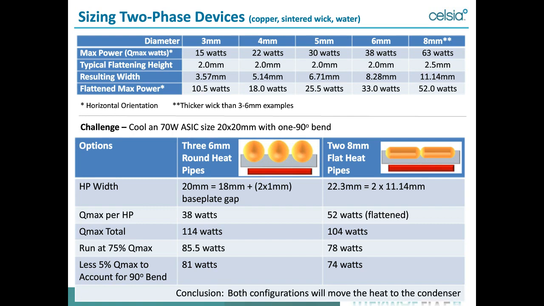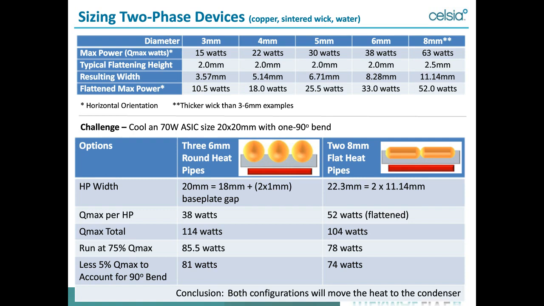So you can see, for example, on the 3 millimeter, your Q max is typically in the 15 watt range. 3 millimeters are commonly flattened down to 2 millimeters. The resulting width is 3.57 millimeters wide. And if you flatten these, assume that you're down to about 10 watts in Q max. So we've given you those numbers for the common sizes.